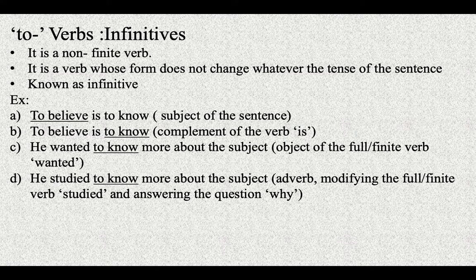Two verbs, infinitives. Now, what is an infinitive? To remember very easily, class, it's nothing but to with a verb. Like for example, to jump, to run, to laugh, to cry. All these are infinitives. The to form of the verb is a non-finite verb. What does that mean? It means that it is a verb whose form does not change whenever the tense of the sentence changes. Like I just told you, to laugh, to cry. Even if the tense of the sentence changes, it will still remain the same. These are known as infinitives.